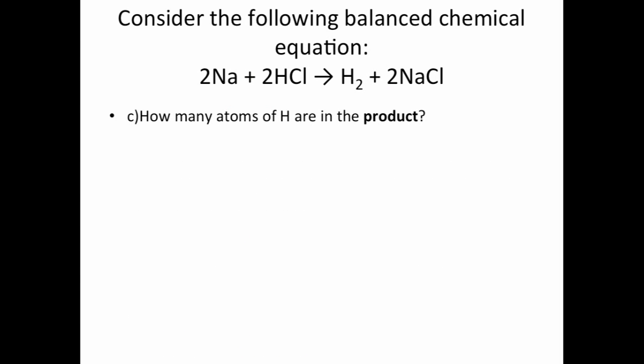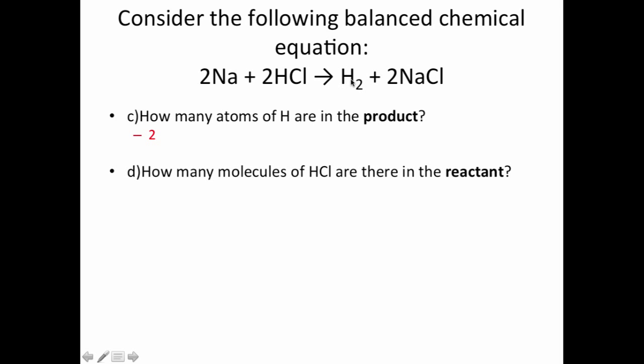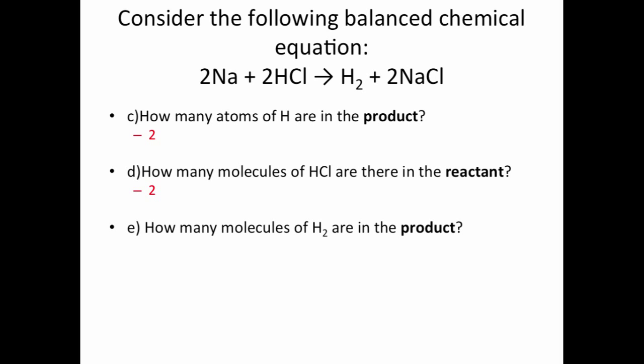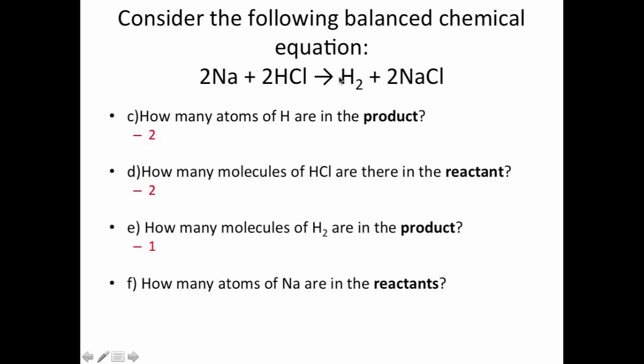So how many atoms of hydrogen are there in the product side? There are 2. How many molecules of HCl are there on the reactant side? 2. And how many molecules of H2 are there on the products? 1. Do not forget, if you do not see a coefficient, the answer is always 1, never a 0. And finally, how many atoms of sodium are on the reactant side? And the answer is 2.